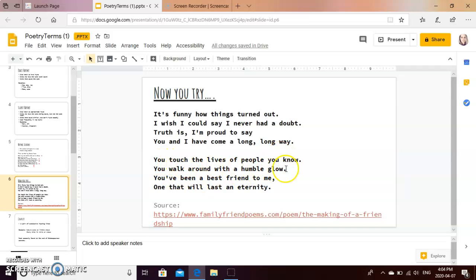You touch the lives of people you know. You walk around with a humble glow. Know and glow rhyme. They don't rhyme with any of our lines at the top, so they would both get a new letter name, and that would be C and C.